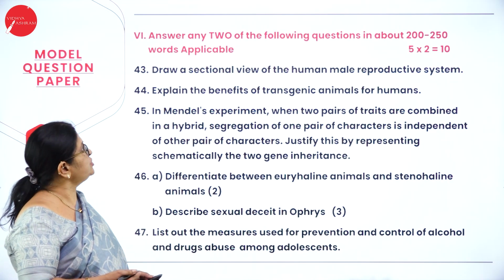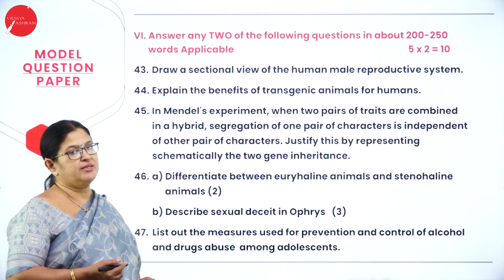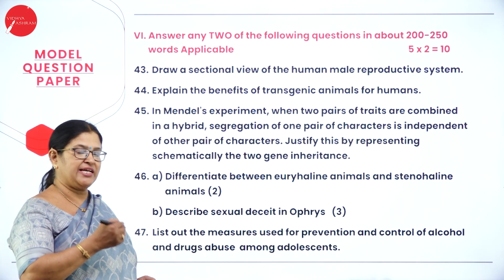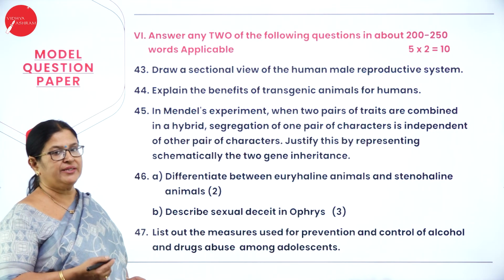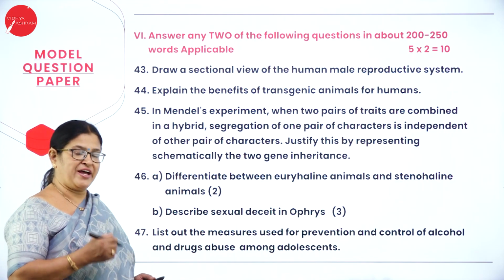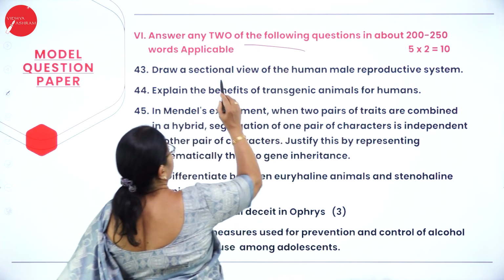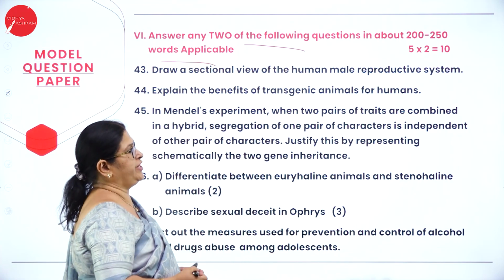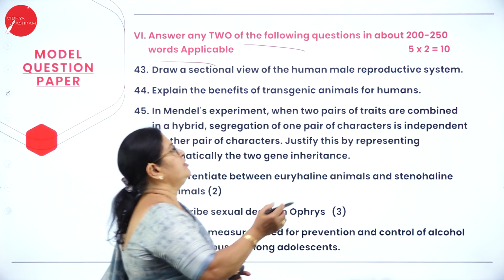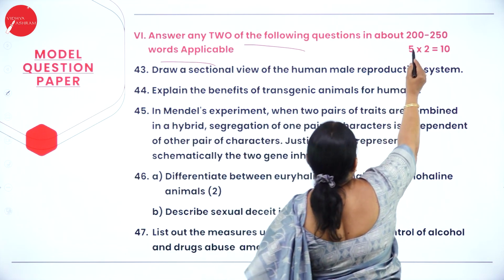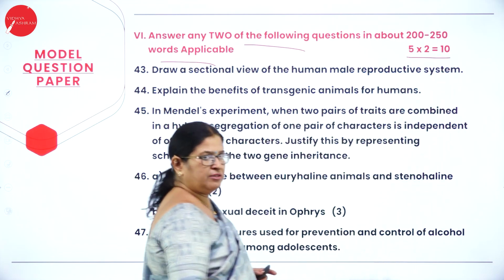Moving on to the next section, that is section 6 of part D. That is the 5-marker question. Answer any 2 of the following questions in about 200 to 250 words each. That is 2 questions you need to answer which carries 5 marks, that is 5 2s are 10.